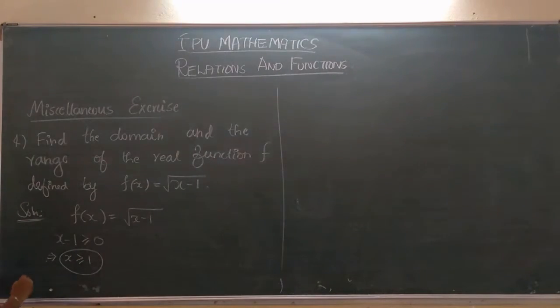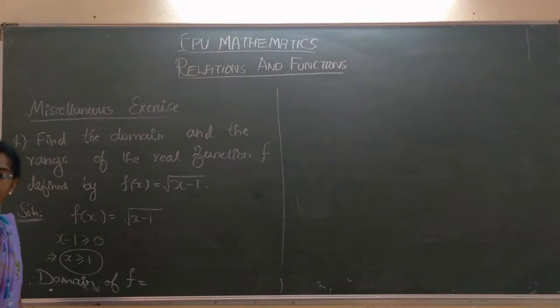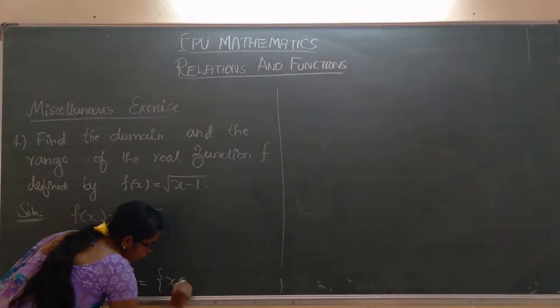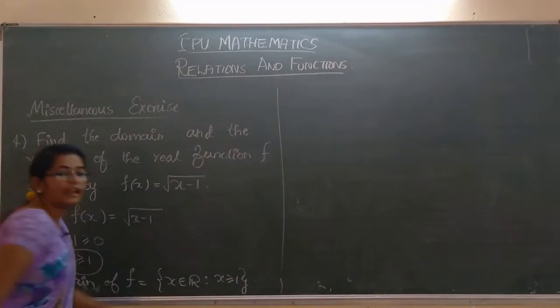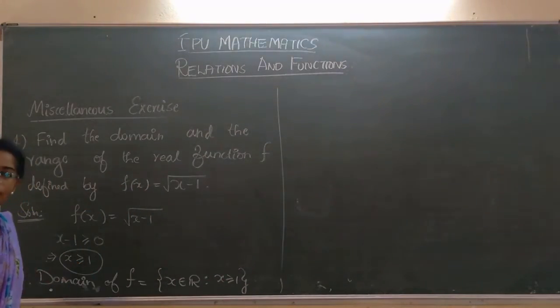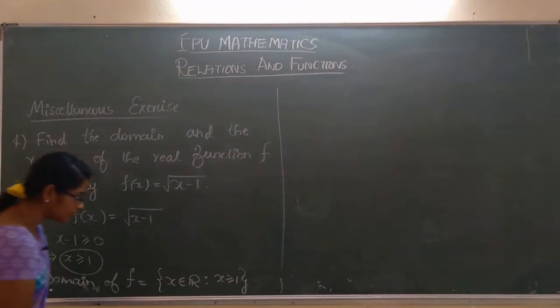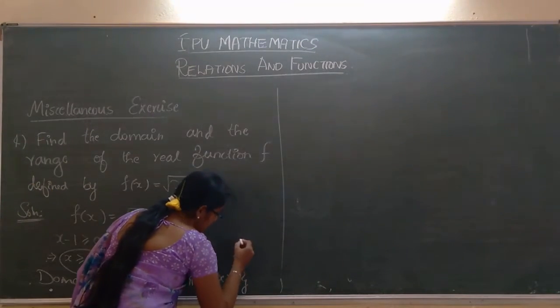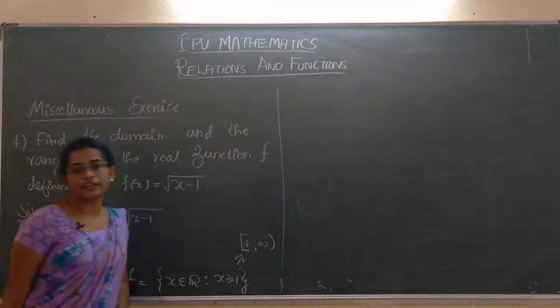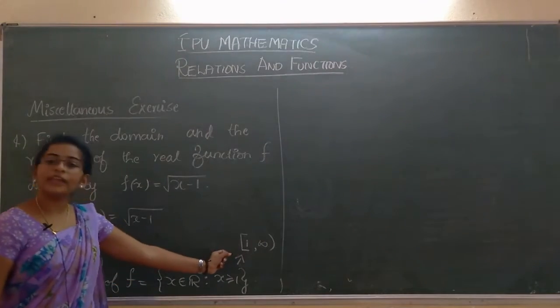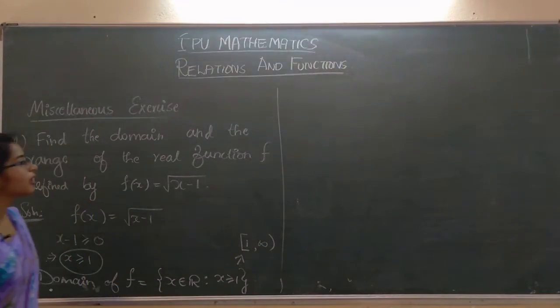Then my domain, therefore, the domain of the function f is nothing but the set of all x greater than or equal to 1. Set of all x belongs to R such that x is greater than or equal to 1. Or I can write in intervals, it is the closed interval [1, infinity), with 1 included. This is the domain of the function f. I hope you are clear with this.